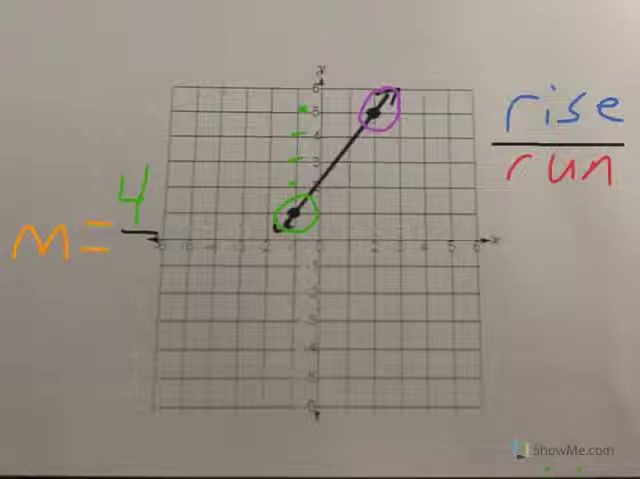M equals 4. Now we have to find the run, how far the first point is from the second in terms of right and left. We count 1, 2, and then 3. Now we went to the right, so that is positive. So our slope is going to be 4 over 3, 4/3. Pretty easy.